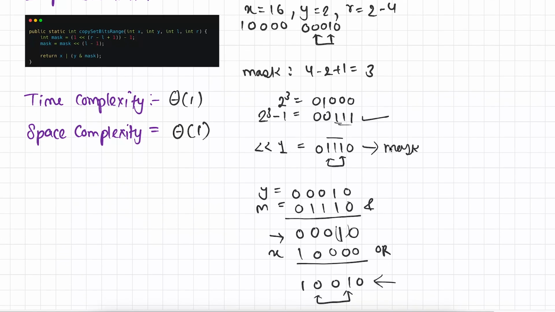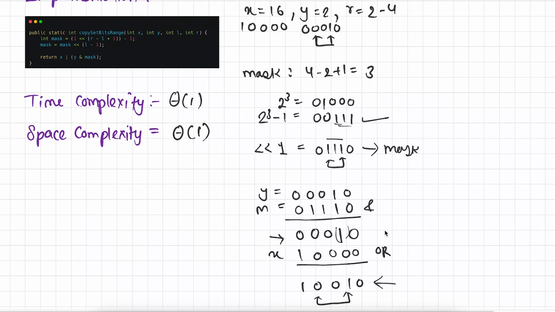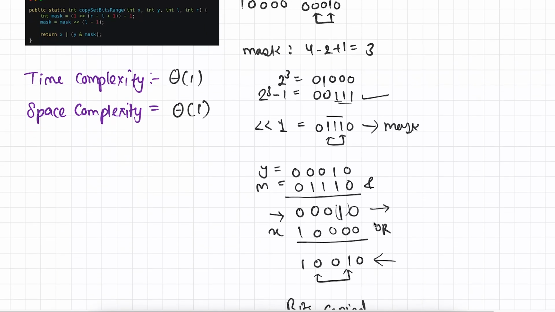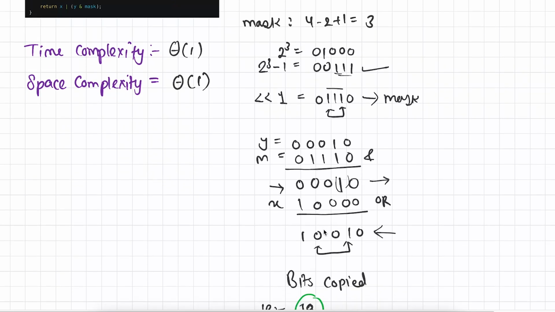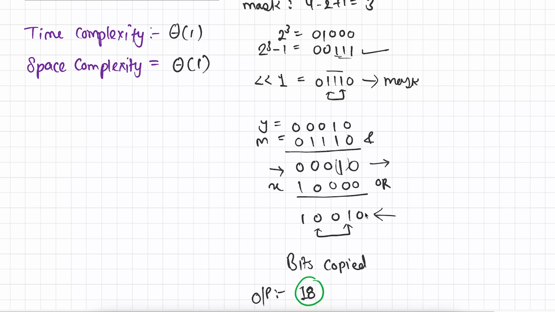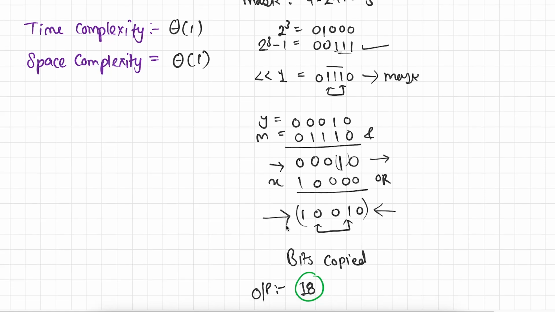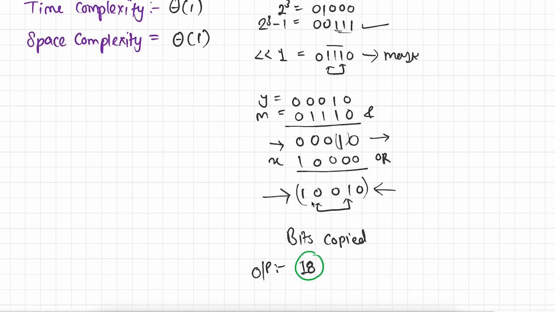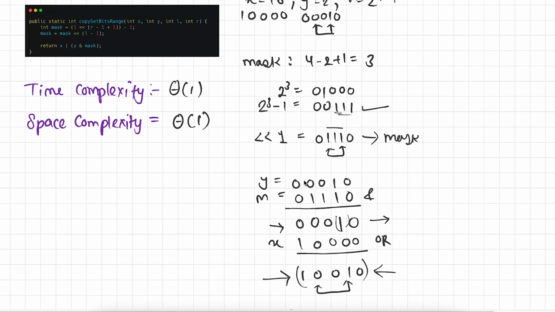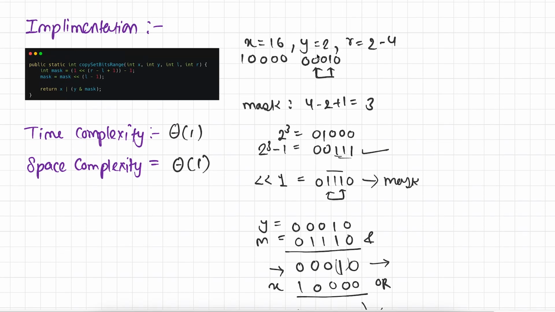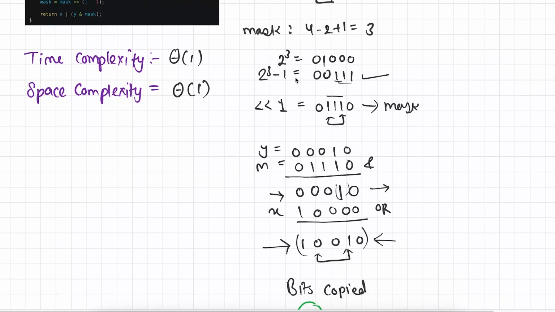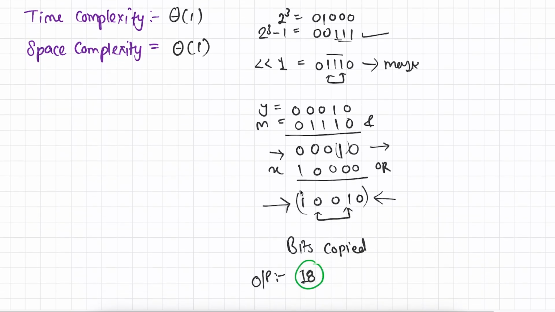Okay. Then we are doing bitwise AND with y to get all the set bits, and then we are simply performing bitwise OR with number x to copy all the set bits from the mask to x, and this is what we get at the last, and this is our final answer. The decimal representation of this binary representation is 18. So as you can see, we have successfully copied all the set bits in range 2 to 4 in number x, and then it becomes 18, because this bit represents 2 to the power 4, that is equal to 16, and this bit represents 2 to the power 1. So 16 plus 2 is equal to 18.